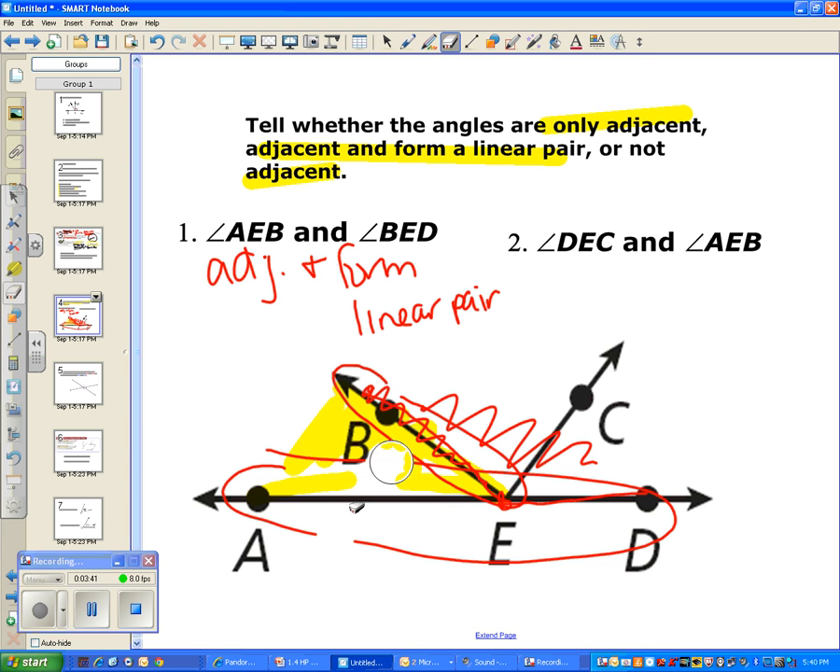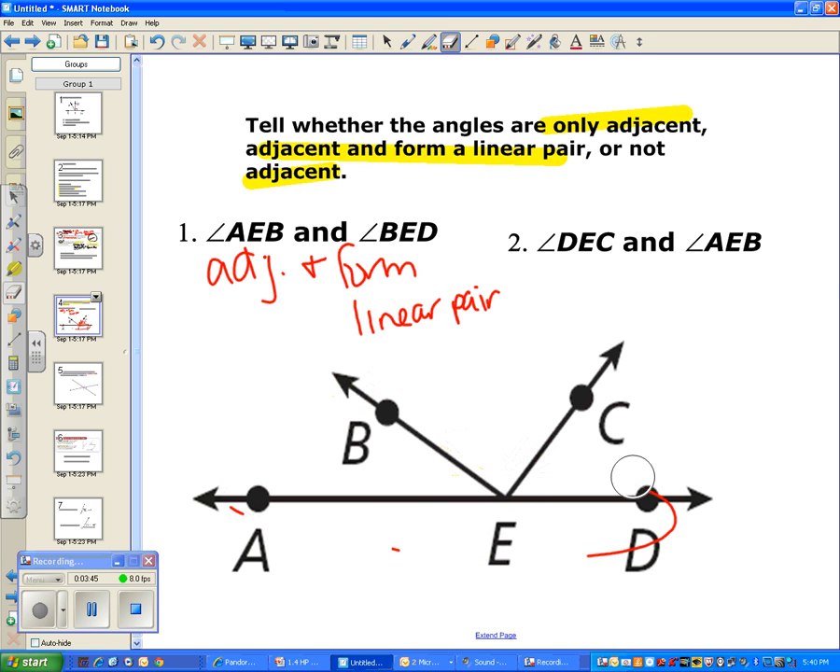Great. I'm going to erase all this mumbo jumbo. I want you guys to do the same kind of process for number 2, and we'll talk about what you got in class tomorrow. Sweet. Now we get to move on. We talked about adjacent and linear pair.